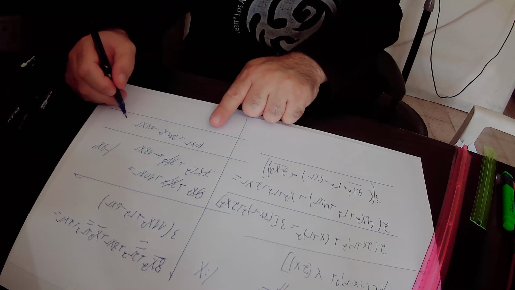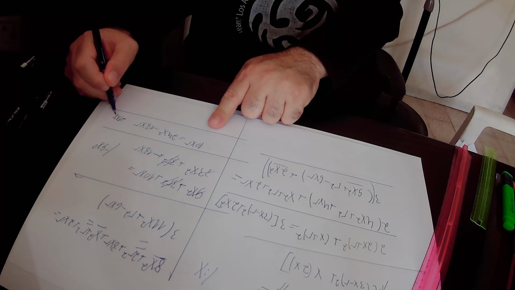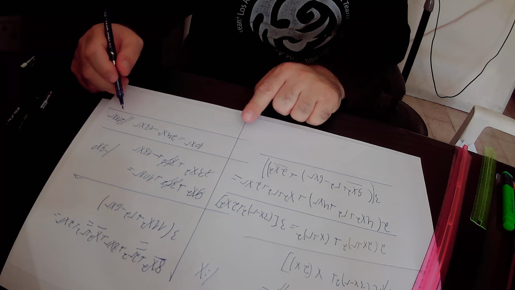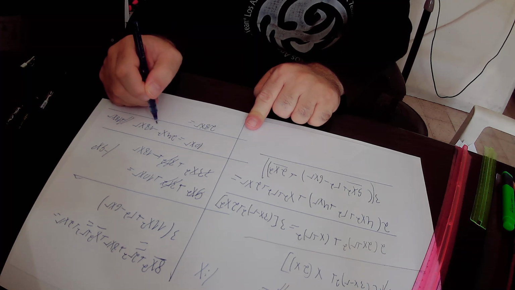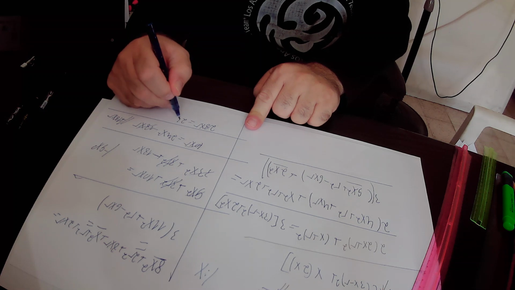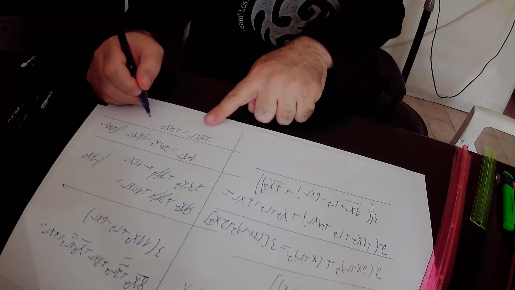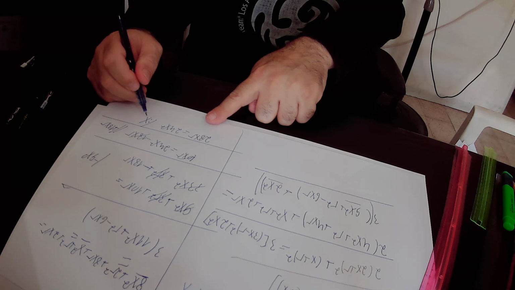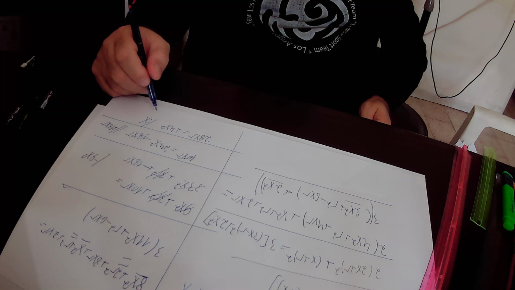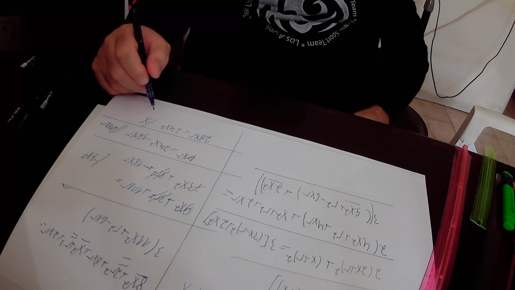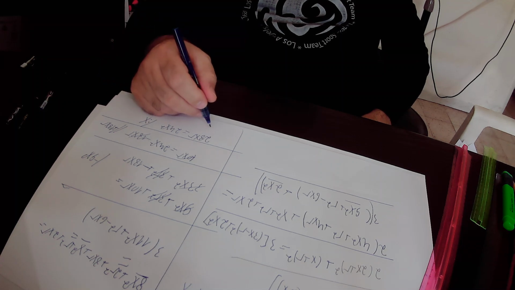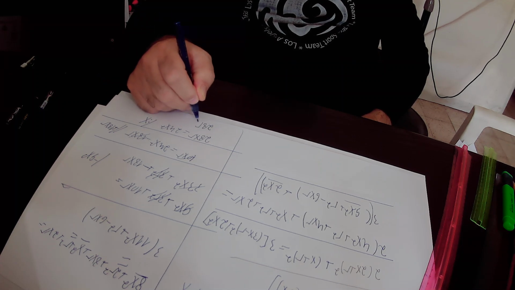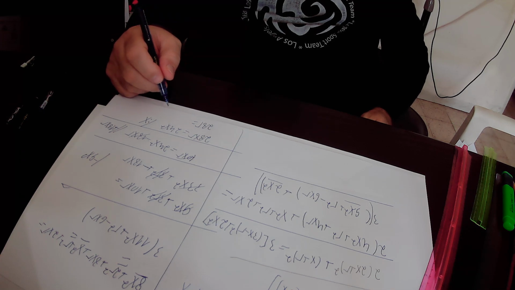Here we will add to this equation 18xr, and we'll get that 10xr plus 18xr is 28xr, and it is equal to 24x squared. Here we will divide this equation by x. It is allowable to divide by x because x is a positive number. It is not equal to 0. So here 28xr over x is 28r, and 24x squared over x is 24x.